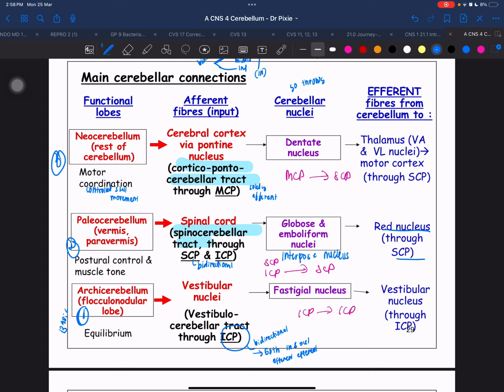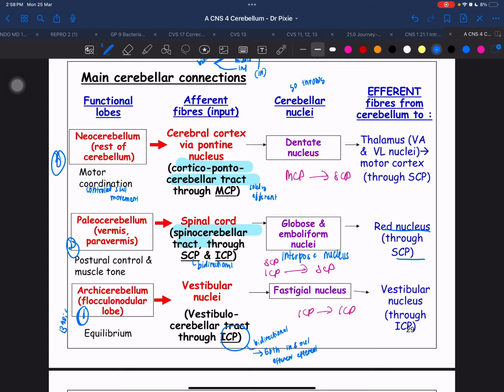This is the easiest. Now I go to one level a bit higher. Paleo. Paleocerebellum involves vermis and paravermis. This is to control your posture and muscle tone of your arm and forearm. Not here, yeah? Arm and forearm. Okay. Fibers will go in. These fibers are coming back from your spinal cord.